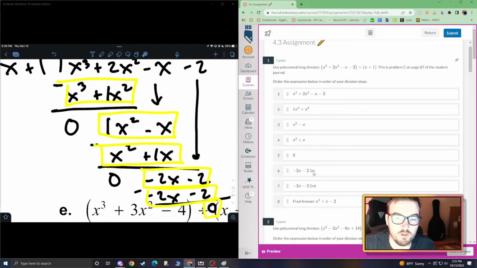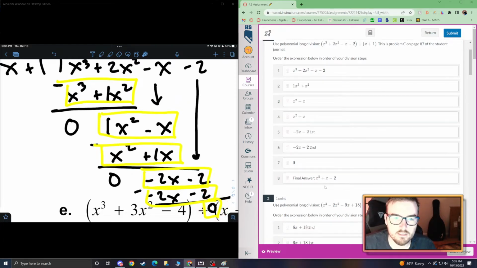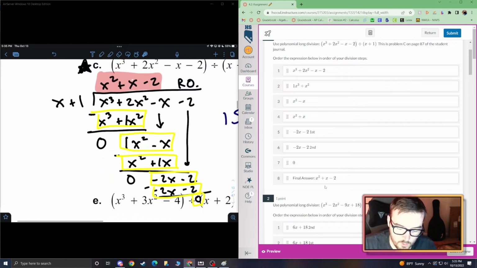Notice I have two negative 2x minus 2's. Use this one first. That literally says the word first. And use this one second, which led to what? A 0. And the final answer, after we did the division, was what I highlighted in red here, x squared plus x minus 2. So obviously that goes at the final end, the final answer one.